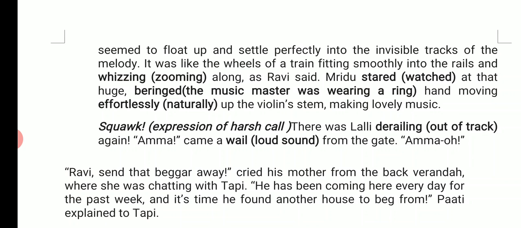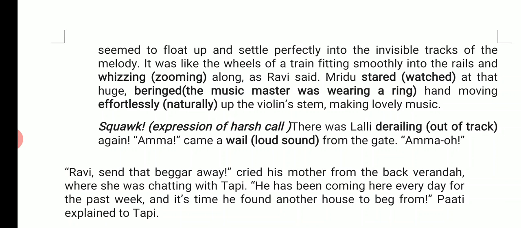Squawk! There was Lali derailing. Derailing means out of track. Again, Amma came a wail from the gate. So what happened? When Lali was playing, it was a very harsh sound because she was a learner and was not able to play it properly. That way it is derailing, an out-of-track sound. We also cannot play well right away. Similarly, because she was learning, her violin sound was not as good as the music master's. In between, there was a sound from the gate and somebody was calling Amma, Amma. So who is that?